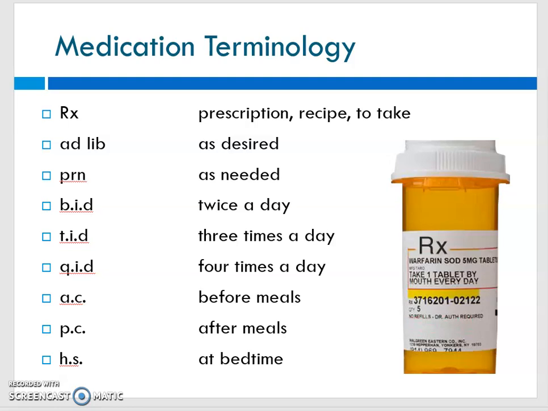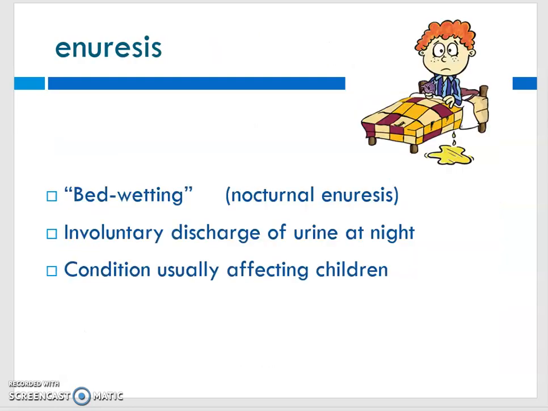So for those of you working in nursing, medical assisting, these will be very important terms to know because doctors will be using those terms on the left. They're going to expect you to understand the terms or the definitions on the right and what they mean. Enuresis. This is classic bedwetting. Nocturnal enuresis is what we officially call it, but enuresis, if you use that, people will know. It's involuntary discharge of urine at night, a condition usually affecting children.